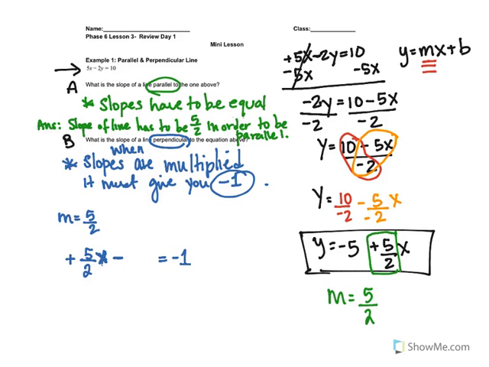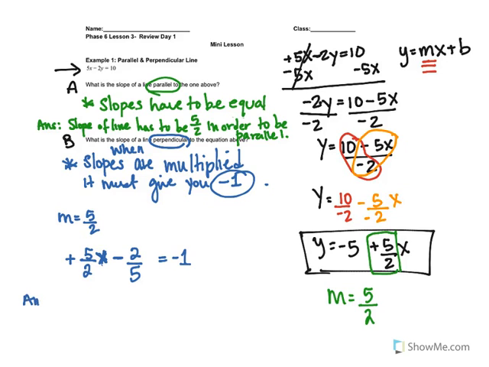So if this is a positive 5 over 2, then the number I'm looking for first has to be the opposite sign, so it has to be negative, and it has to be the flip of what I have. So if I have 5 over 2, then this has to be a -2 over 5. And I can check when I put this into my calculator, or even if I do it by hand, if I multiply 5 over 2, positive 5 over 2, times -2 over 5, it'll give me -1.